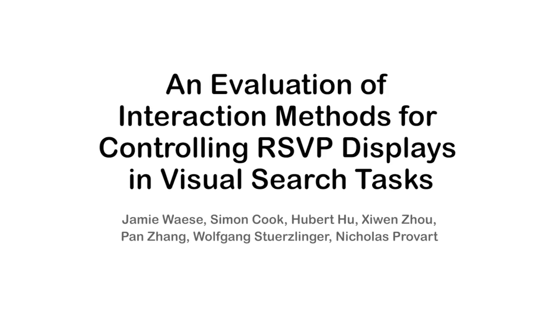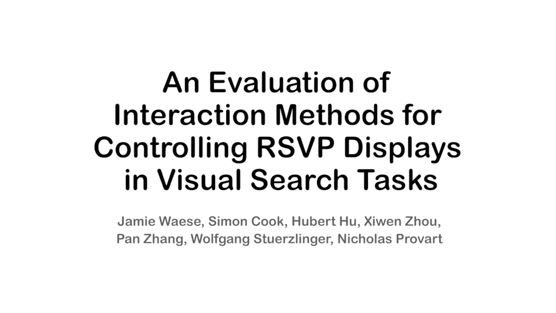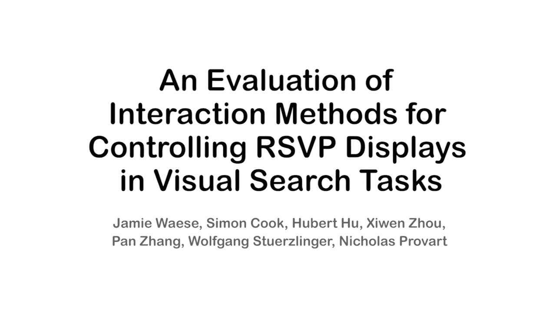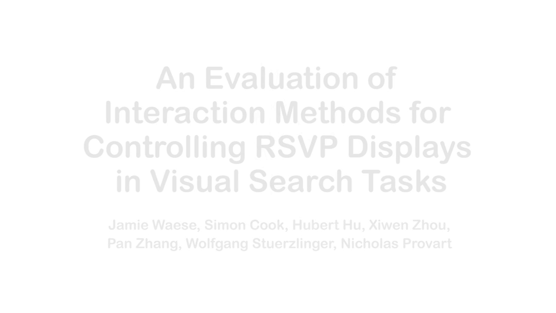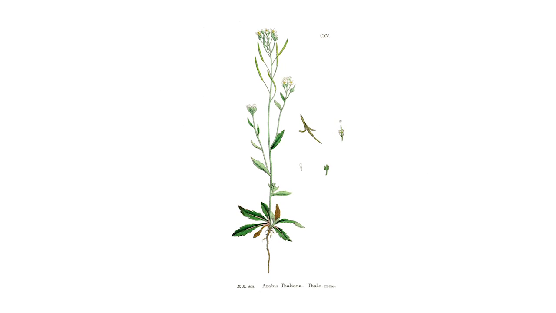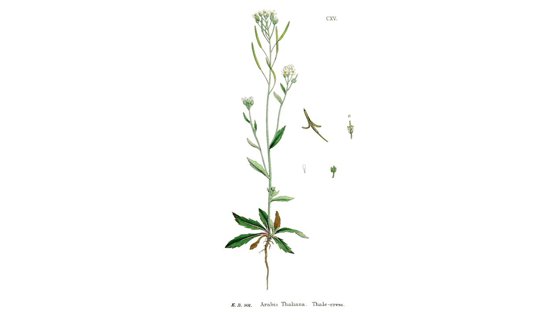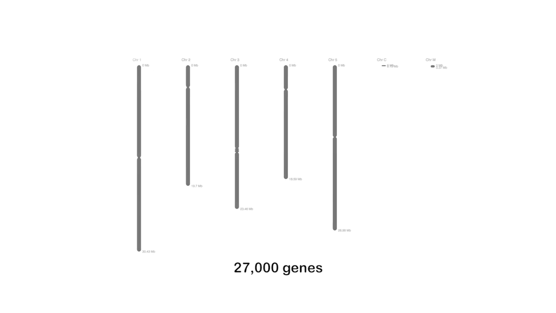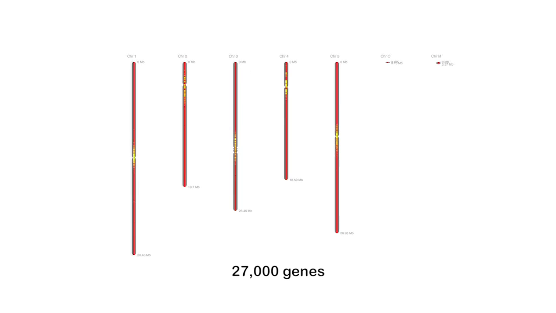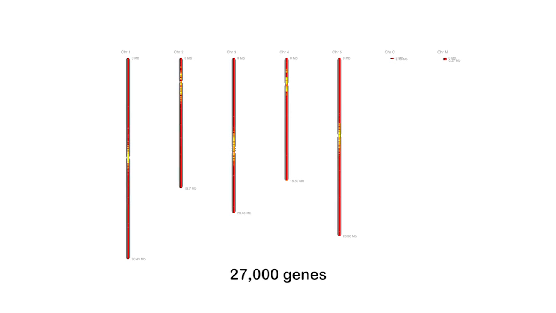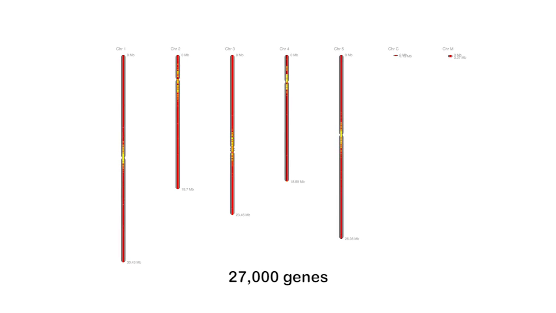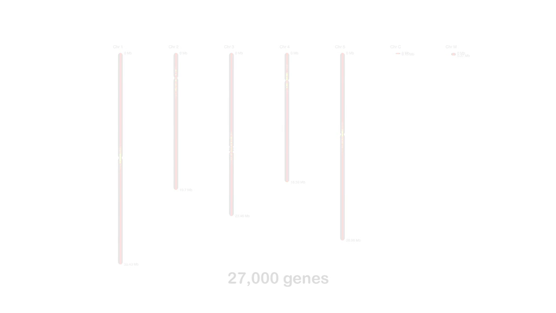This is a video for an HCI paper, but first, let's take a minute to review some plant biology. Plants are complex organisms with several different kinds of tissues. Roots, flowers, seeds, they're all made up of different kinds of cells. Each cell contains a complete record of the entire genome for the plant. A small plant, like Arabidopsis thaliana, has about 27,000 genes.